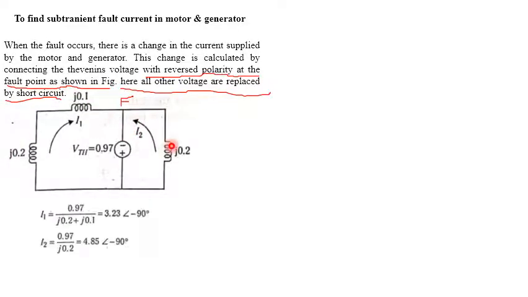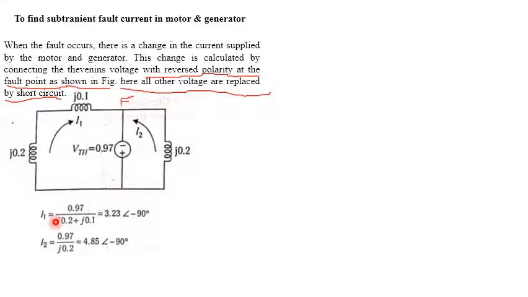So how did I get the value of I1? Because this is the source voltage, I am not considering I2 at this point. Understand? This is open when you are calculating I1, so I2 is open. This point is open. When you are calculating I2, at this point it is open.